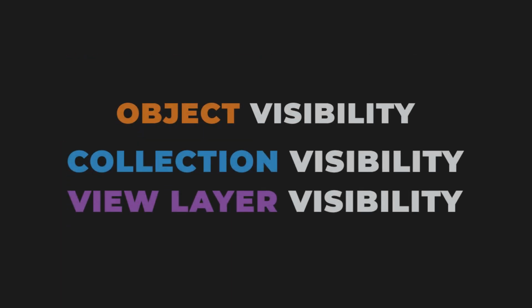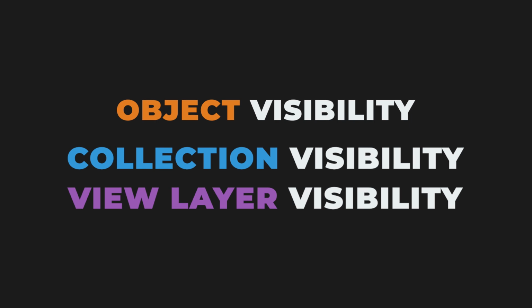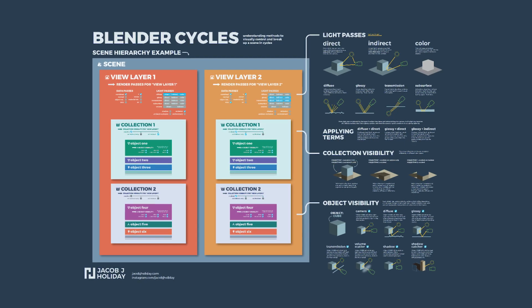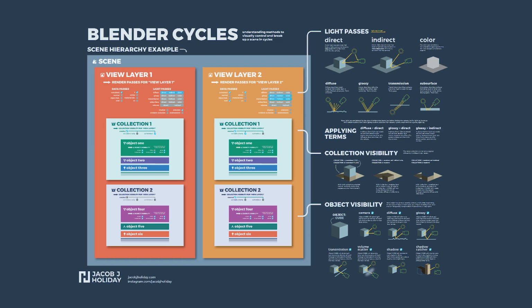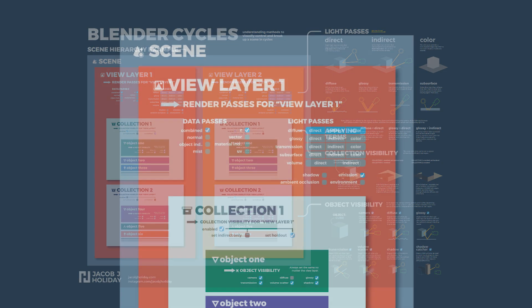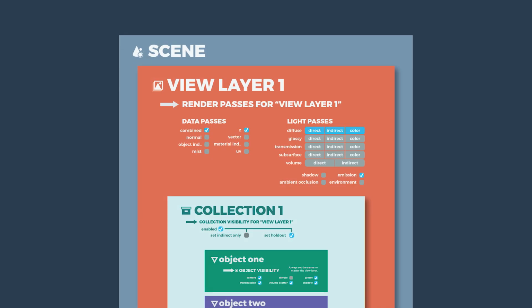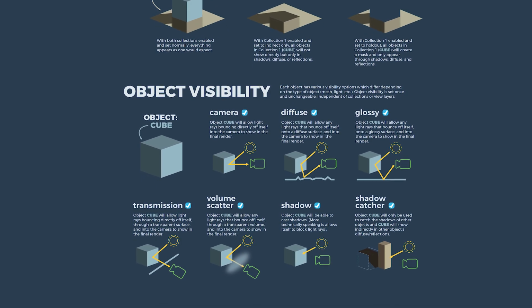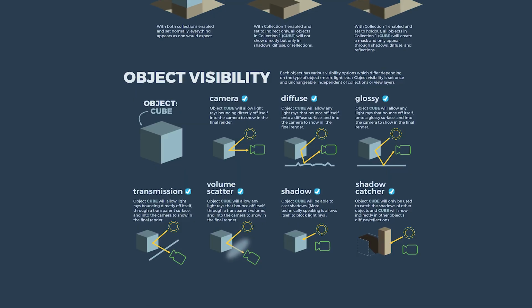These 3 levels of control, objects, collections, and view layers, get pretty complicated. So I made an infographic which you can find linked in the description. It should help you understand how objects, collections, and view layers work together to give you control over different visibility options in Cycles. So let's start to use these 3 levels of control to break up our scene.